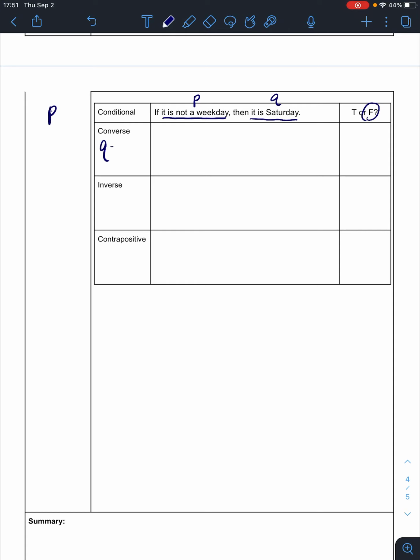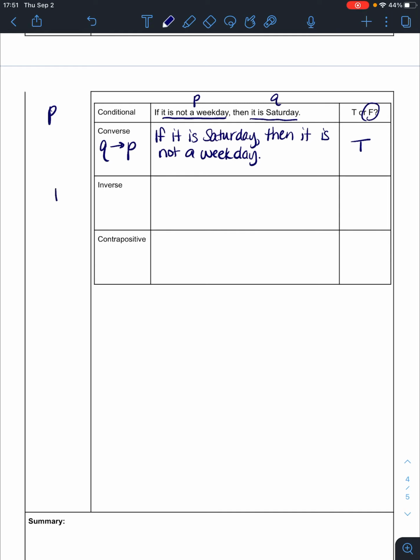So our converse, remember, we're just going to switch the order that things are written in. If it is Saturday, then it is not a weekday. So we say, is that true? It is Saturday, but it's not a weekday. Well, that's true. If it is Saturday, then it is definitely not a weekday.